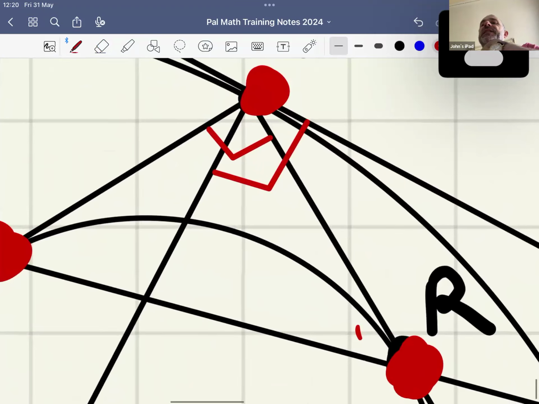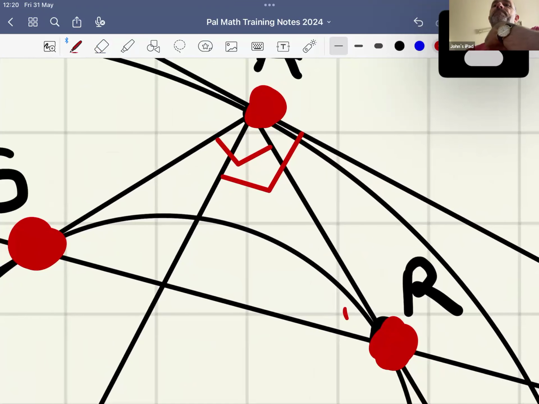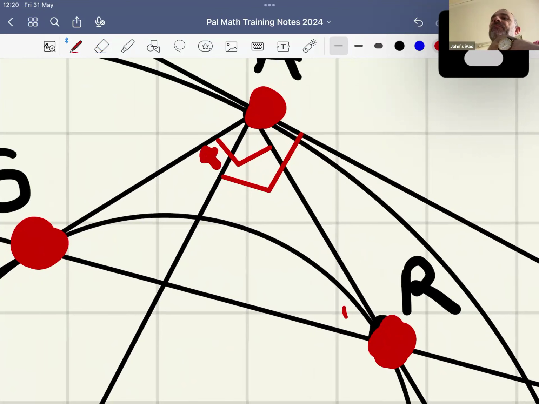And then it's easy enough to see that that means that if I mark this angle as alpha, let's see if I can mark it better, alpha, we also get an angle alpha here.